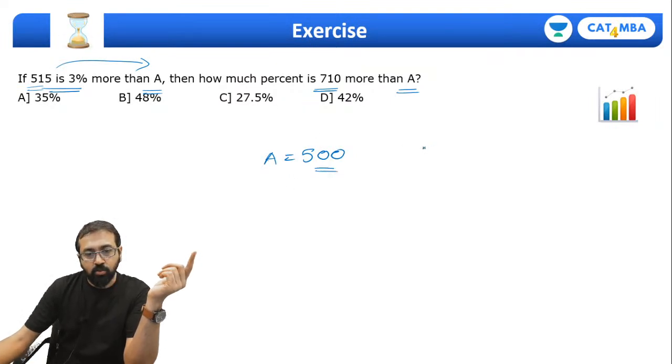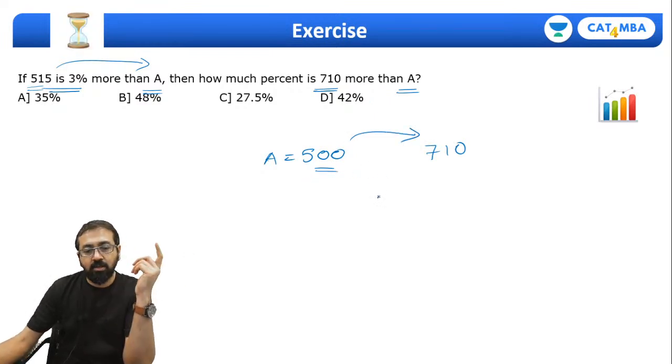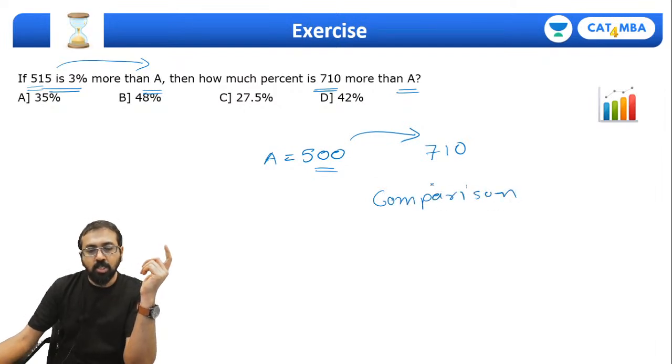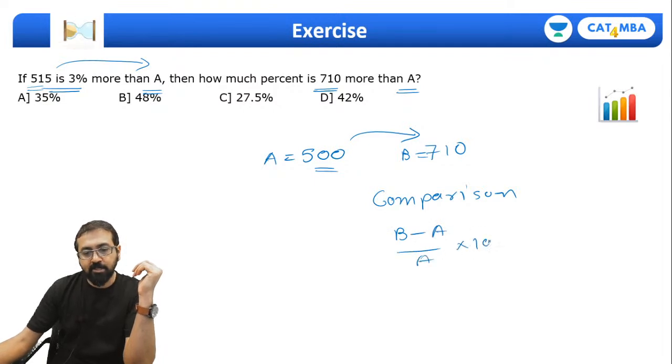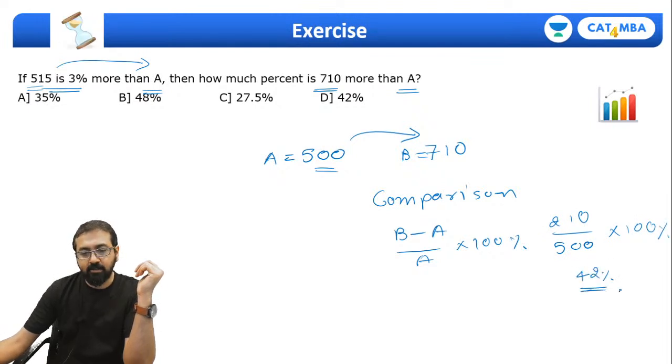Now, we need to find out, okay, 710 is how many percent more than A, right? So guys, here it's a comparison. Okay, so let's assume this is B. So how many percent is B more than A? So we'll write it this way: (B minus A) upon A into 100%. As simple as that. Okay, so what is B minus A? 210 divided by 500 into 100%. So if you solve this, it will come out to be 42%.